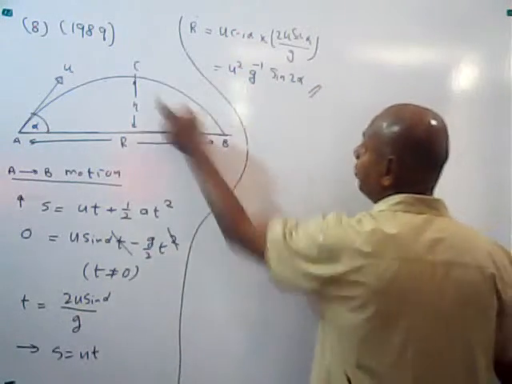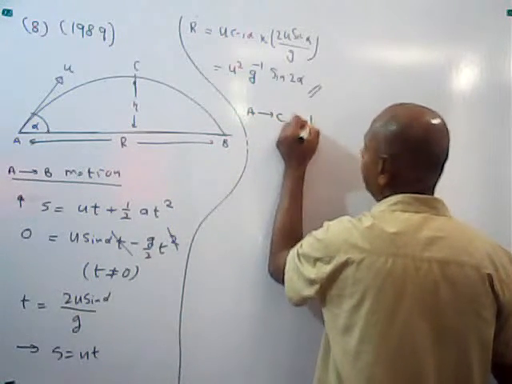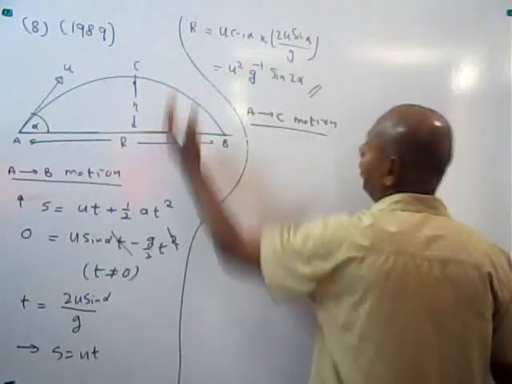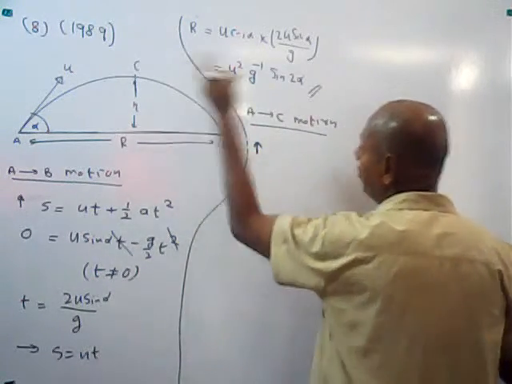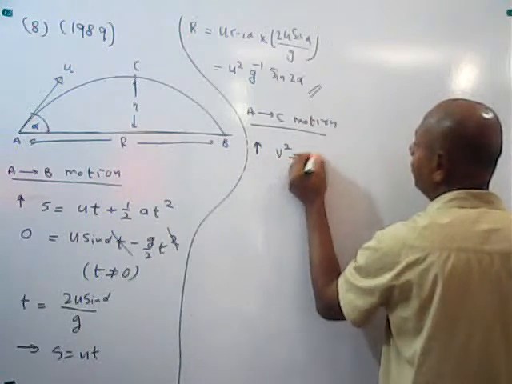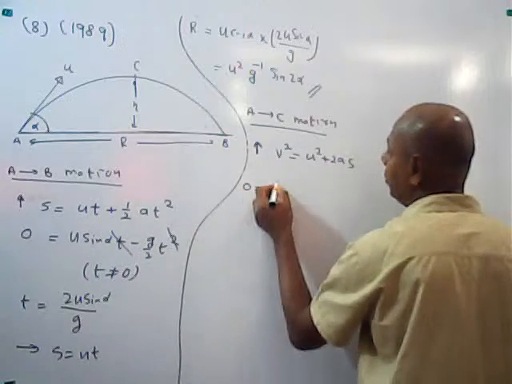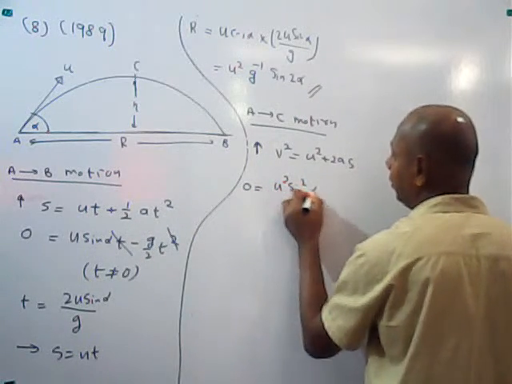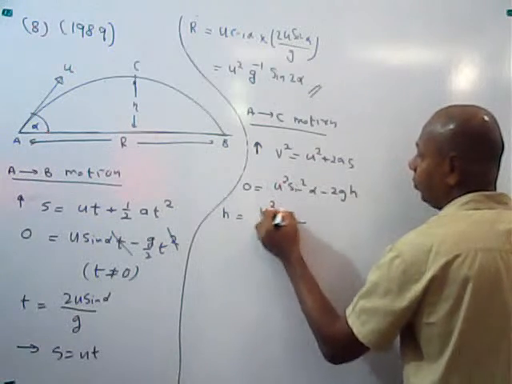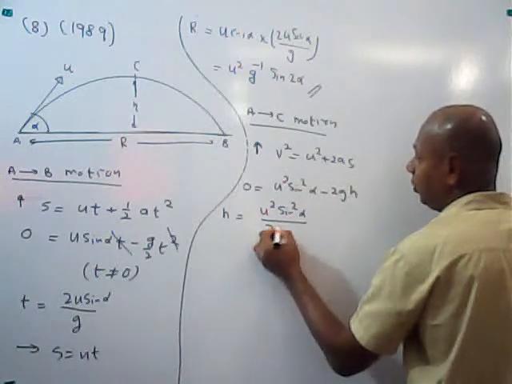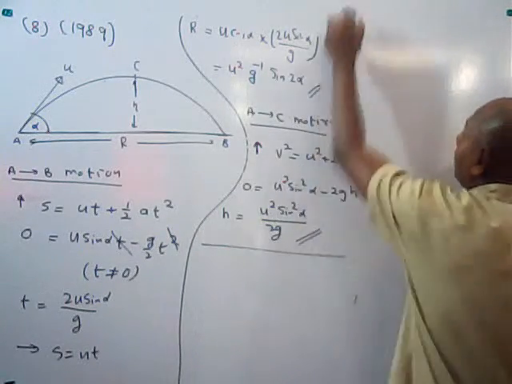Then to find the maximum height, A to C motion. To find the maximum height, we usually apply, as we have done in the previous problem also, upwards, v squared equals u squared plus 2as. v is 0, u squared is u squared sin squared alpha, minus 2gh. h is equal to u squared sin squared alpha over 2g. So these are the answers for the first 3 parts.